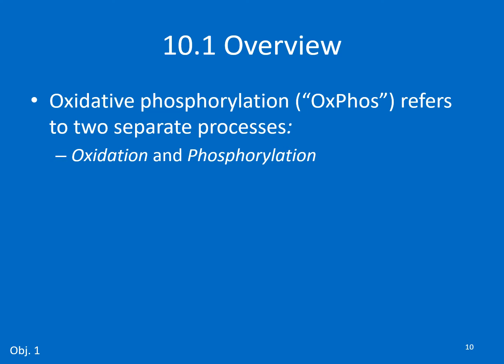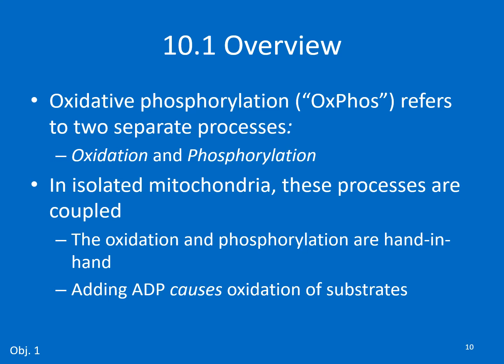Okay, let's go ahead and get started. So oxidative phosphorylation, or OXPHOS, refers to two separate processes, oxidation and phosphorylation. Pretty intuitive based on the name. In isolated mitochondria, these processes are coupled, which means they happen hand in hand. You can't have phosphorylation without oxidation. And if you have oxidation, you will get phosphorylation. They're coupled.